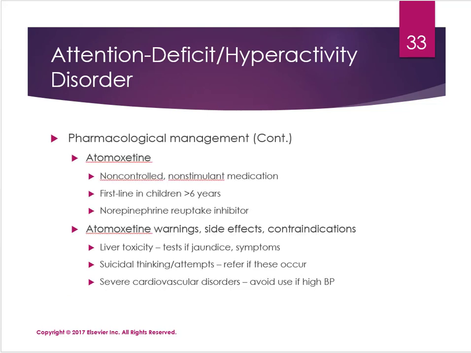One medication that we'll talk about is atomoxetine. It's a non-controlled, non-stimulant medication that's been approved for first-line use in kids with ADHD that are older than 6 years old. It is a norepinephrine reuptake inhibitor. It does have some warnings and side effects, contraindications. So you're wanting to assess for liver toxicities. It's important to test if you notice any jaundice or any symptoms of liver issues. You want to assess for suicidal thoughts or any attempts. If these occur, it's important to refer. And then you're assessing for any cardiovascular disorders, and you want to avoid its use if a child has high blood pressure.